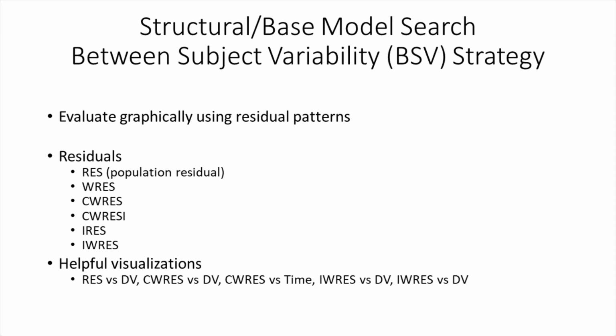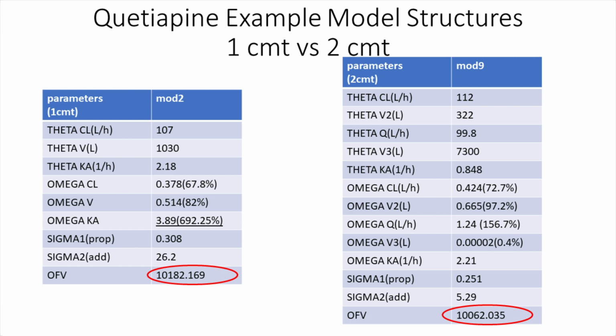So let's look at some model output. We talked about selecting model structures and having a scope of search. This is from our analysis of the quetiapine data set from the CATIE studies. On the left table, we have output from a one compartment model analysis, first order absorption, first order elimination. On the right panel is a two compartment model for the same data set.